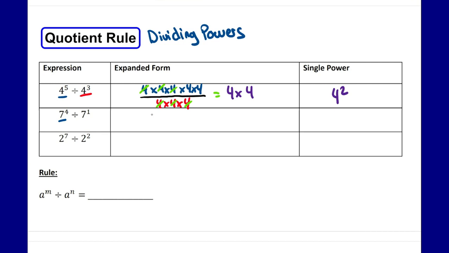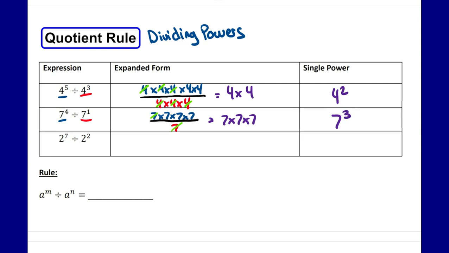So 7 to the power of 4 is 7 times 7 times 7 times 7, all divided by 7 to the power of 1, or just one 7. I can cancel out a 7 on the top with a 7 on the bottom. That leaves me with 7 times 7 times 7, which as a single power is 7 to the power of 3.